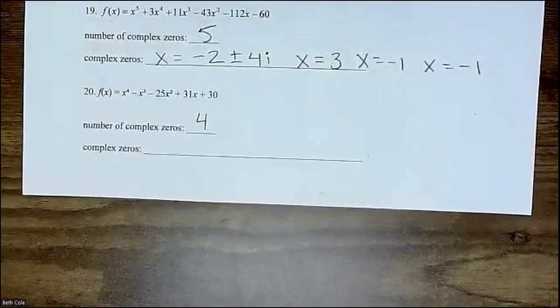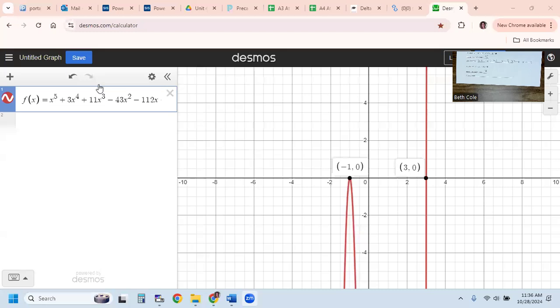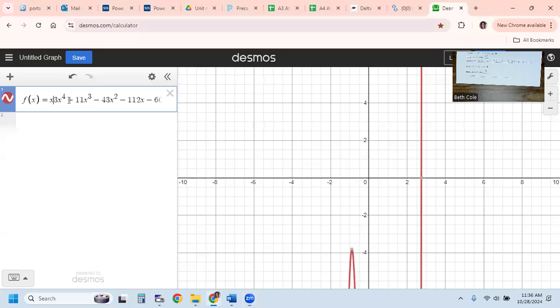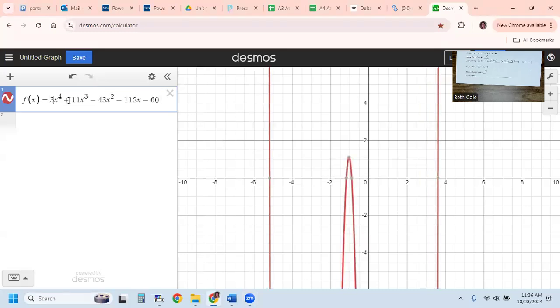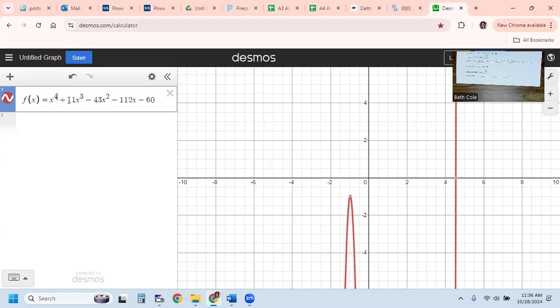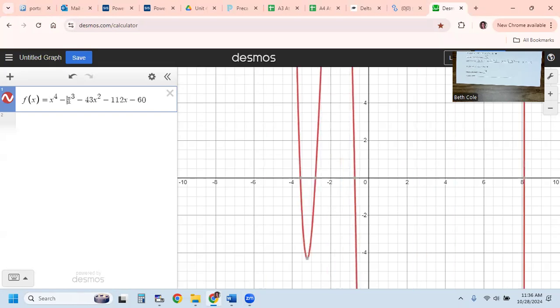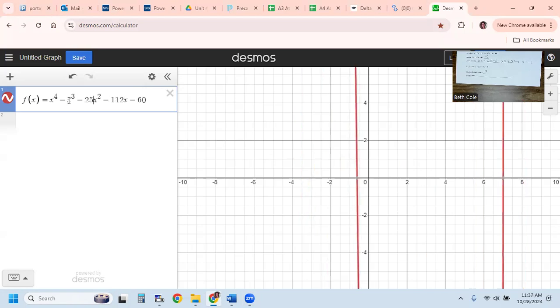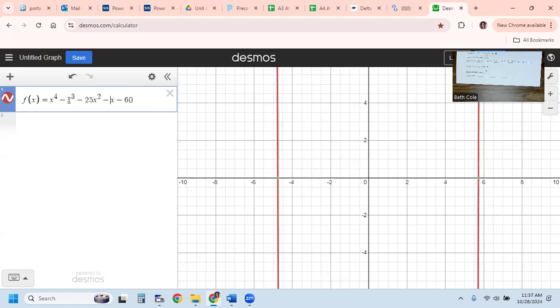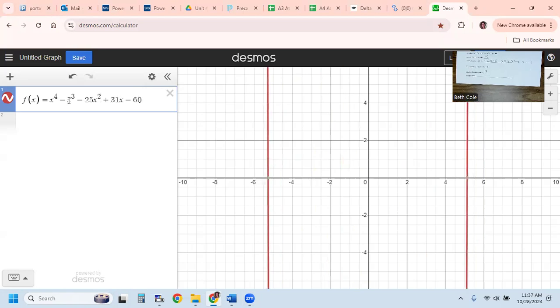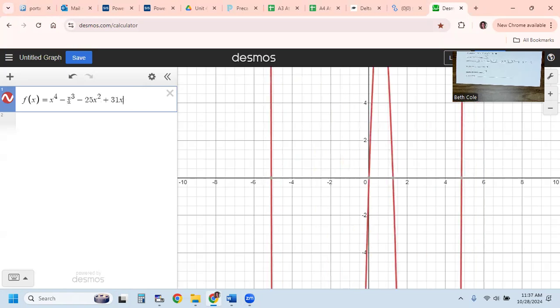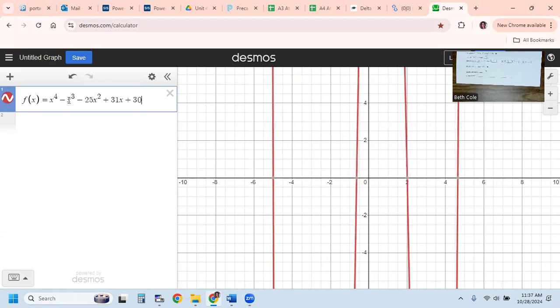All right, I'm going to share my screen. And let's go type this one in. So we have x to the 4th minus x to the 3rd minus 25x squared plus 31x plus 30. Cool. Did I type that right? Let's see. Oh, there's one, -5.